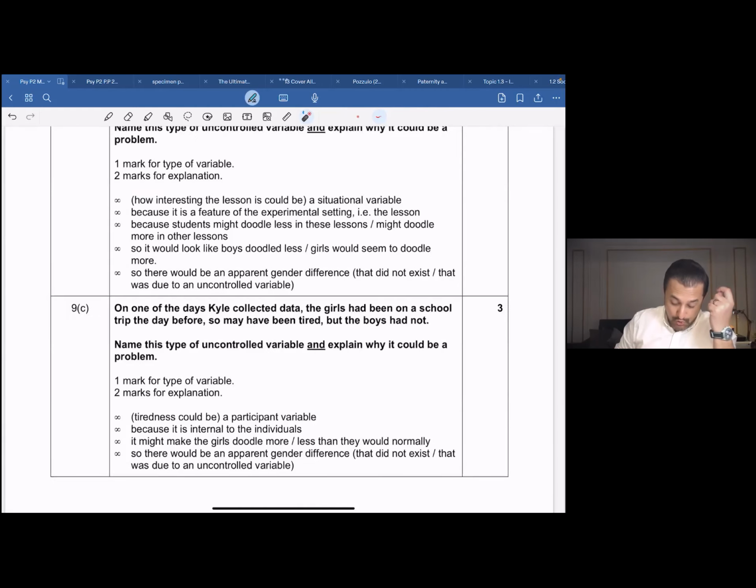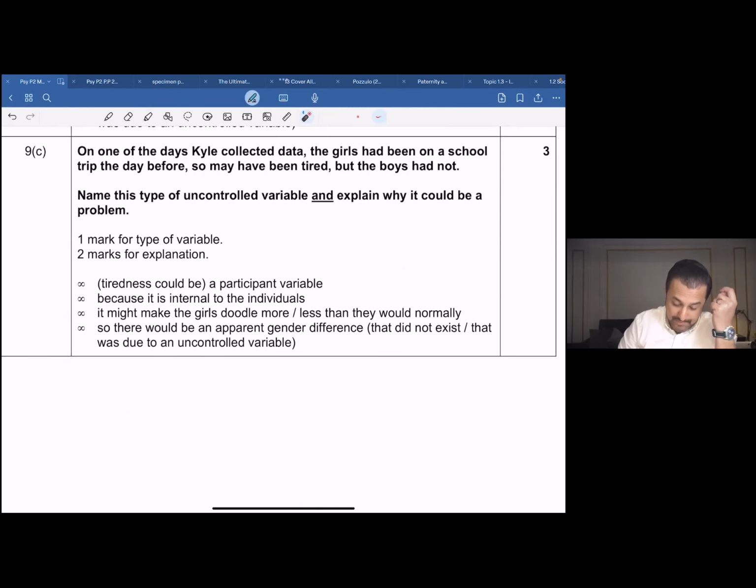Another question. On one of the days, Kyle collected data. The girls had been on a school trip the day before, so may have been tired, but the boys had not been on a school trip. Name this type of uncontrollable variable and explain why it could be a problem.